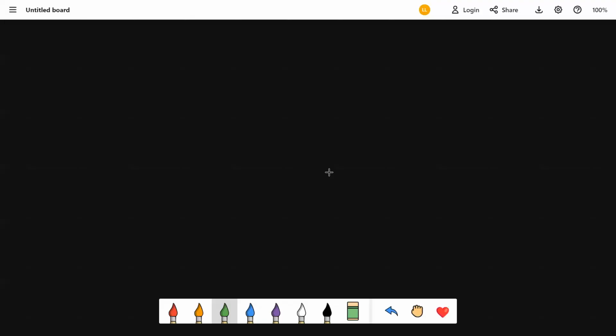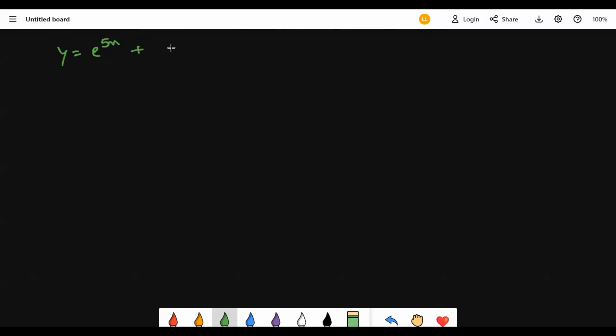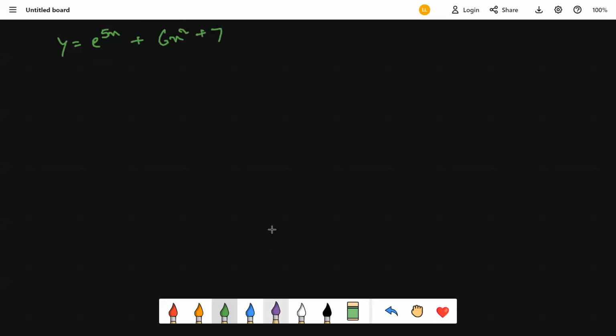The next question is y equals e to the power 5x plus 6x squared plus 7. Okay, now differentiating it should give us dy by dx. Let's do this later, but let's do the other part first. We know this is very easy, which is 6 times what? 2, the power comes in front, times x to the power 2 minus 1. So that means it becomes 1.